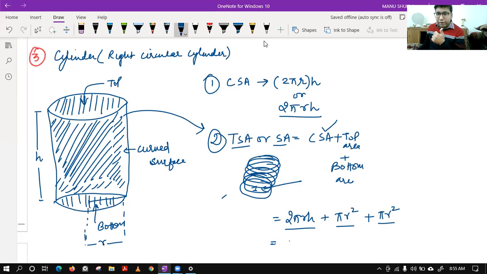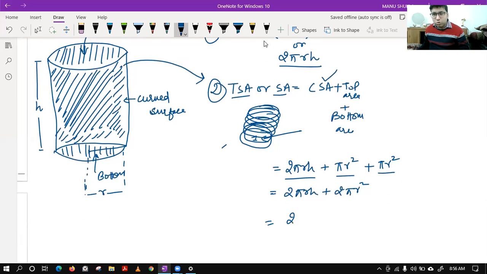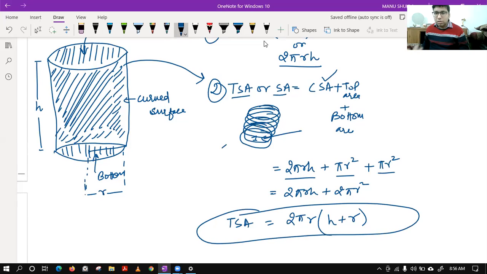So the final formula is 2 pi r h plus 2 pi r square. And now we can take common. What is common in these two? Common is 2 pi r, bracket h plus r. So are you all able to understand this formula? We have not just seen the formula, we have understood how it came. It came from the sum of curved surface plus top surface plus bottom surface.